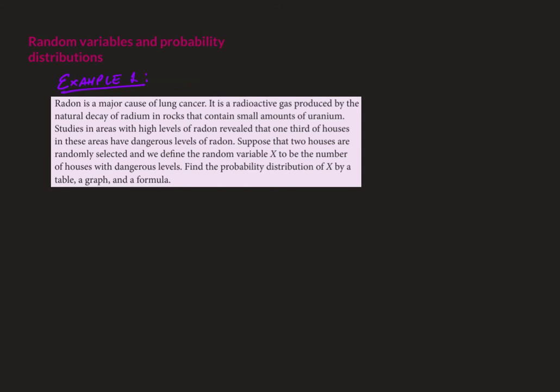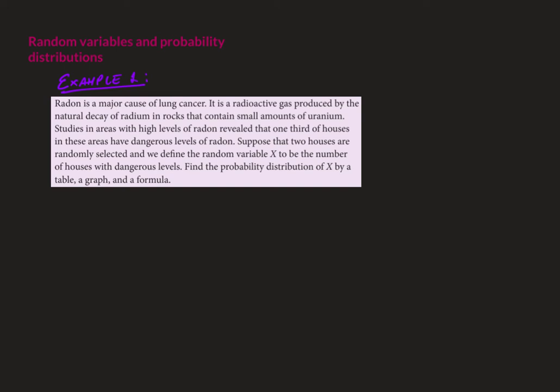Radon is a major cause of lung cancer. It is a radioactive gas produced by the natural decay of radium in rocks that contain small amounts of uranium. Studies in areas with high levels of radon revealed that 1/3 of the houses in these areas have dangerous levels of radon. Suppose that two houses are randomly selected and we define the random variable x to be the number of houses with dangerous levels. Find the probability distribution of x by a table, a graph, and a formula.